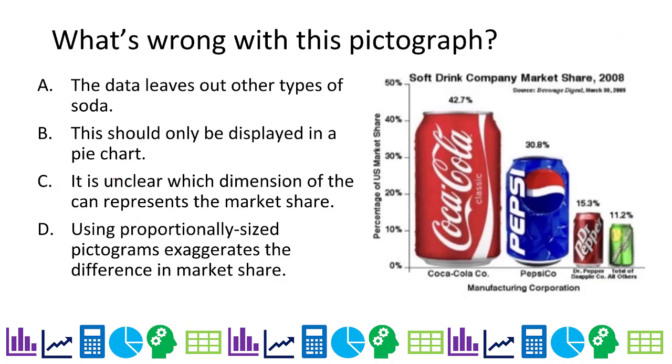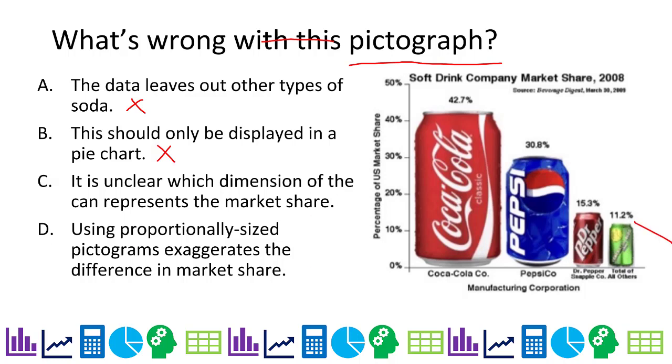What's wrong with this pictograph? The data leaves out other types of soda. No, that's not really an issue. They could just be focusing on the top sodas. This should only be displayed in a pie chart. Now, you're actually allowed to do this kind of data in a bar graph if you like, but it does say pictograph, doesn't it? So it does say pictograph, which is right here. And it is unclear which dimension of the can represents the market share. I would agree with that, but actually the bigger issue, I think both dimensions reflect it.